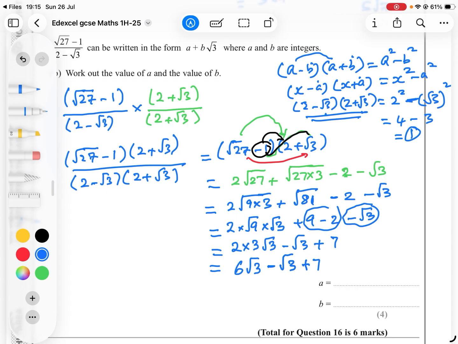Now you can write this in the easy way, the form a plus b root 3. So you can write 7 at the front. Now 6 root 3, and this one 1 root 3. 6 take away 1 is 5. So positive 5 root 3.